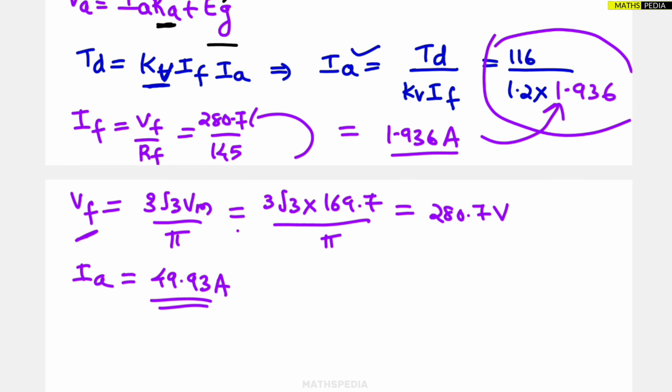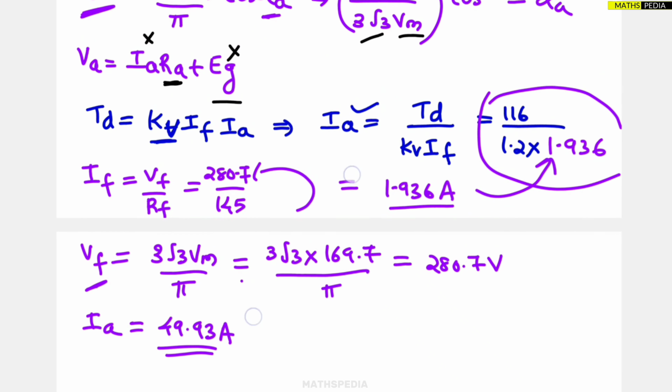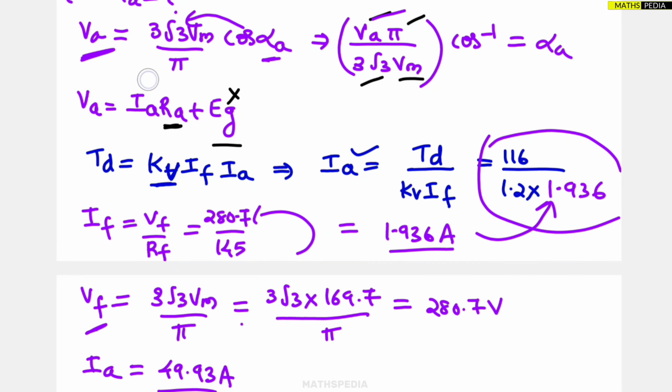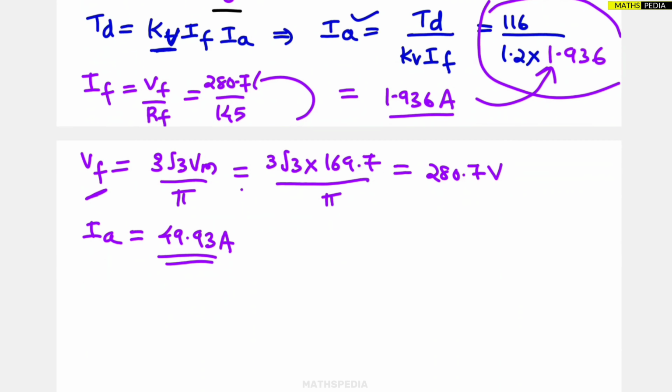I hope you understood what I have done. After getting IA, this part we have got. Now I need to get what? EG. Now how to get EG? We are having the motor formula, which is that EG is equal to kV into omega into IF.